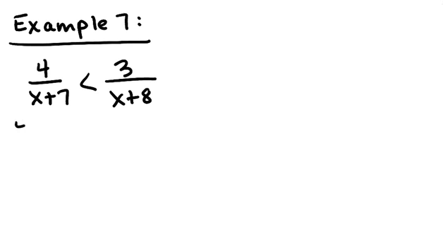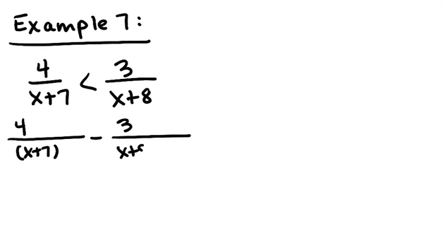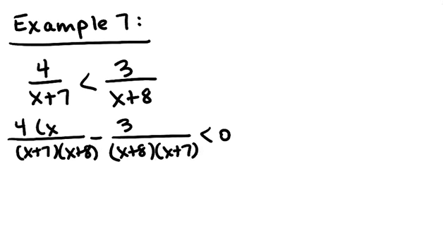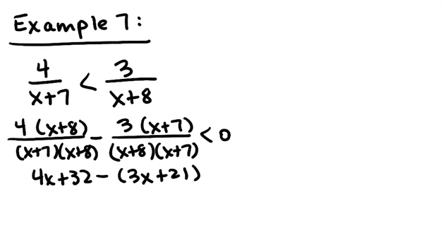So I'm going to say 4 over x plus 7. I'm just going to prepare for the fact that I'm going to need to get a common denominator. Minus 3 over x plus 8 is going to be less than 0. But I need to get this common denominator. So x plus 7, x plus 8, x plus 8, x plus 7. And we're just going to have to match that in the numerator. All right, so this is going to be 4x plus 32 minus 3x plus 21 divided by x plus 8 and x plus 7.